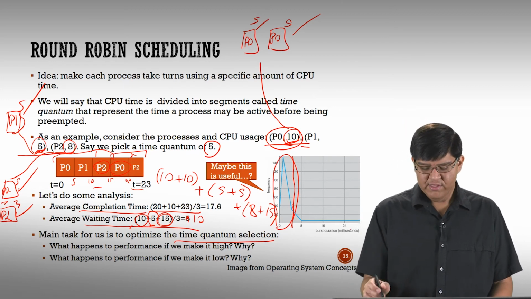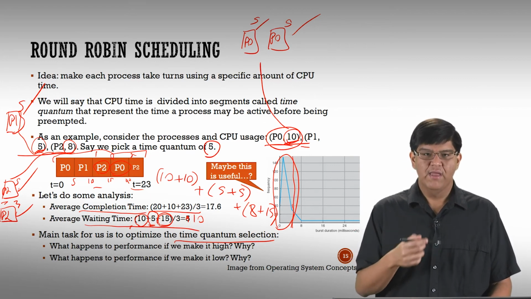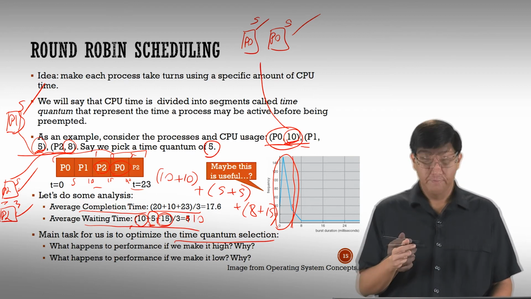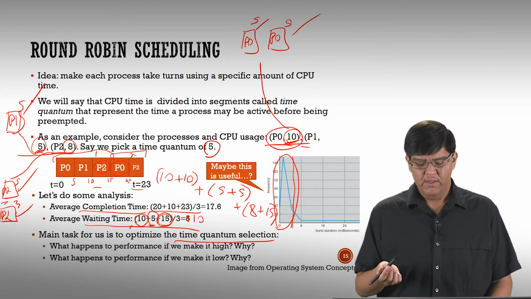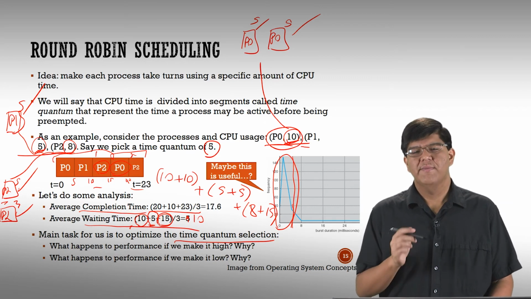It's only going to be a few things that are much larger, and those will take more rounds. They'll have to go around again and again to get sliced up in many pieces. But most things will be completed in one go. So here's a couple of questions for you. First of all, what happens if I make my time quantum too high? Think about that for a second.